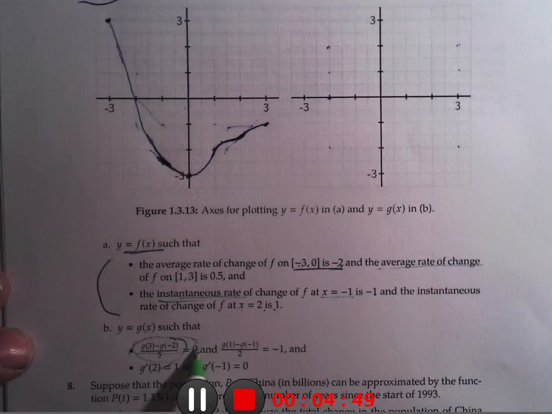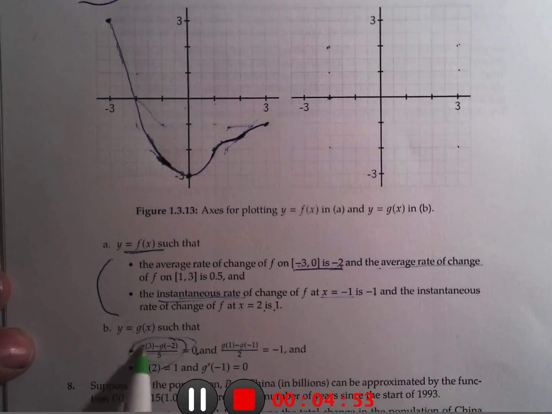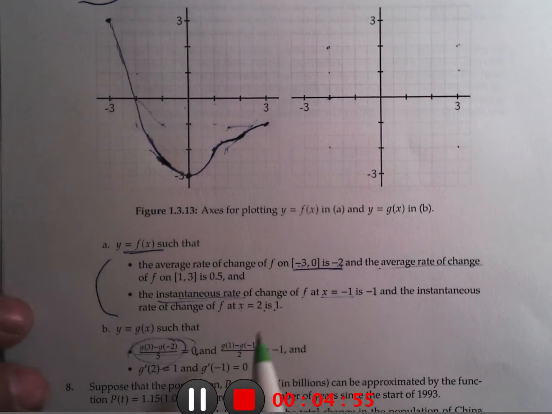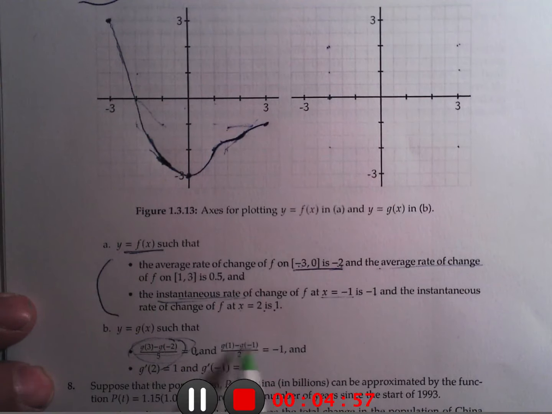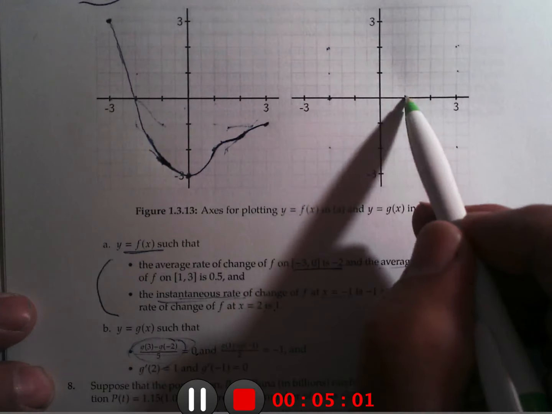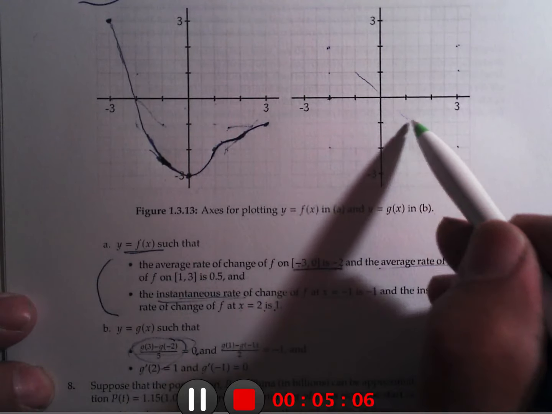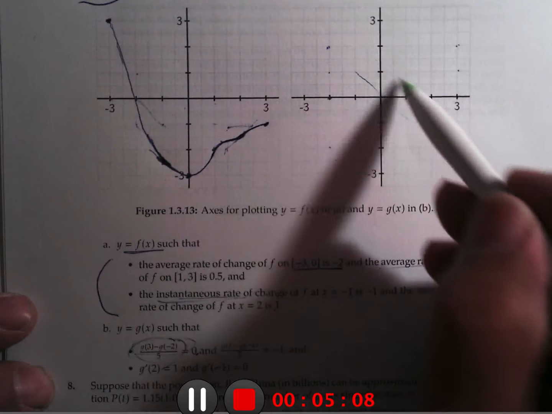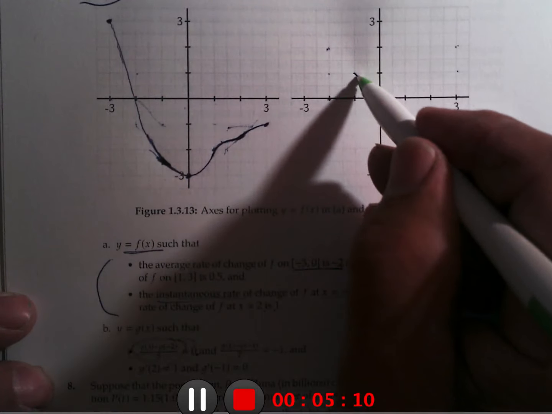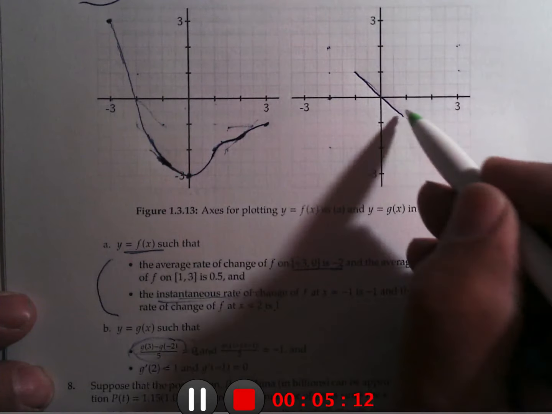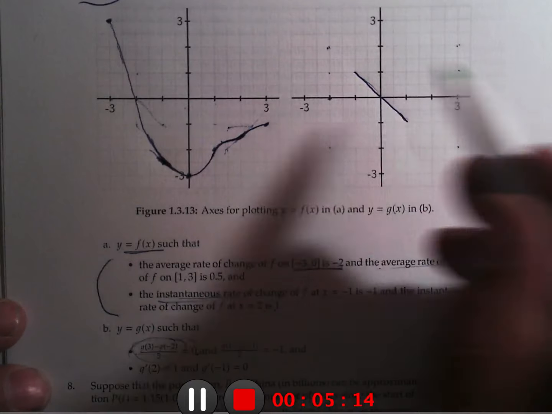The slope is 0 from -3 to 2. But from -1 to 1, the slope is -1. -1 to 1, the slope is -1. That's a slope like this. Now it could be up here, it could be down below. I'll just put it right here. There's the slope of -1 over that interval. All I really need to do is put a dot.